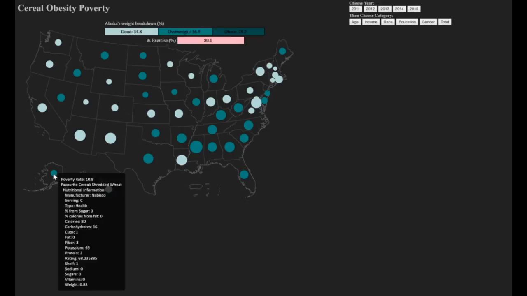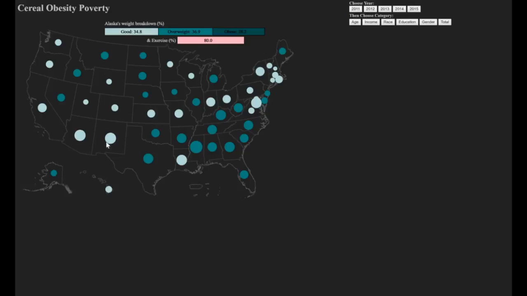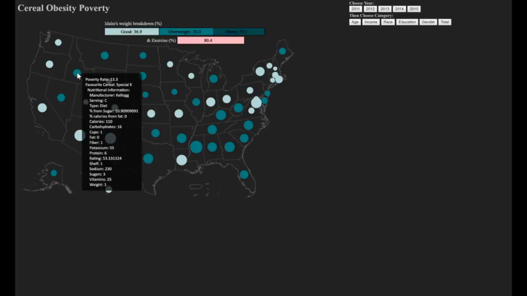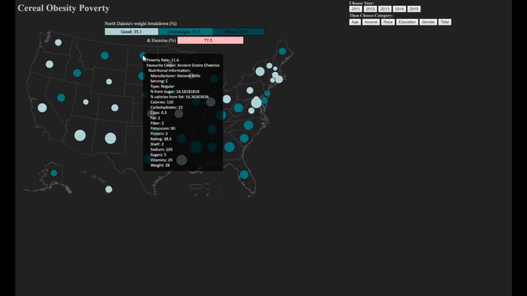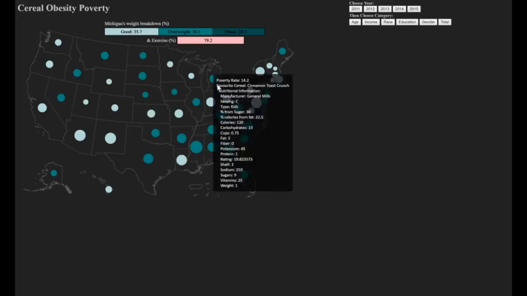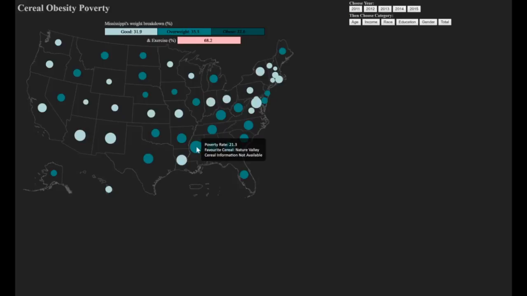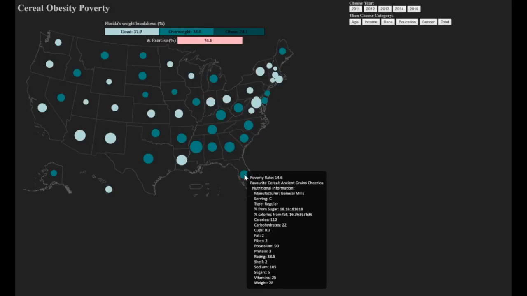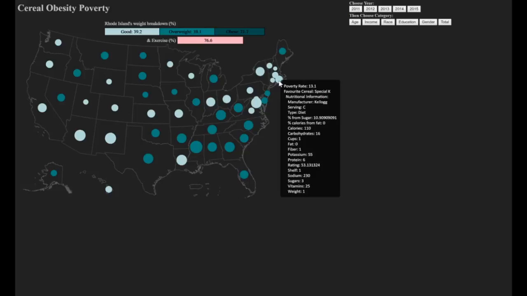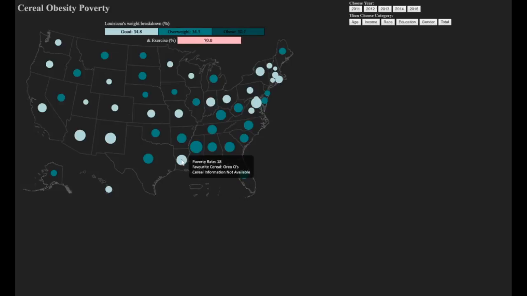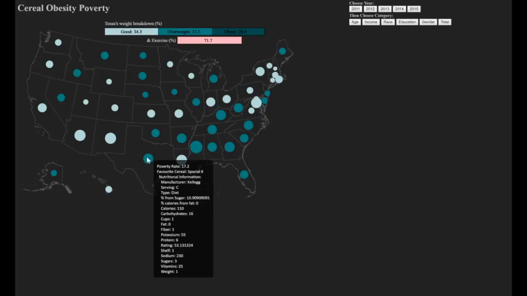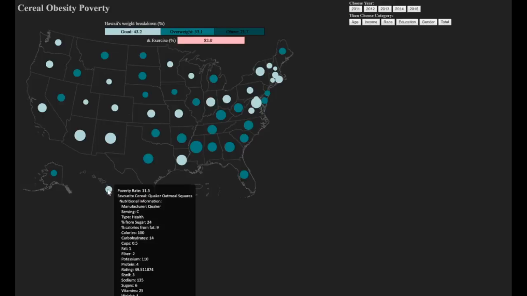I used a map of the US that had the individual states outlined and placed a circle representing the amount of poverty in that state. I used shades of color to fill in the circles so that I could represent the weight category that is most common in that state. Hovering over the state allows the user to see the favorite cereal of that state along with the cereal's nutritional information. It also allows the user to see the weight category breakdown and exercise breakdown for that state.